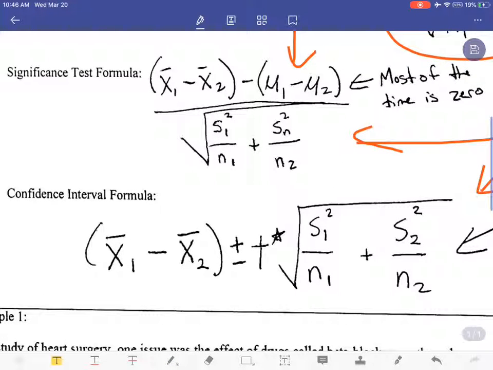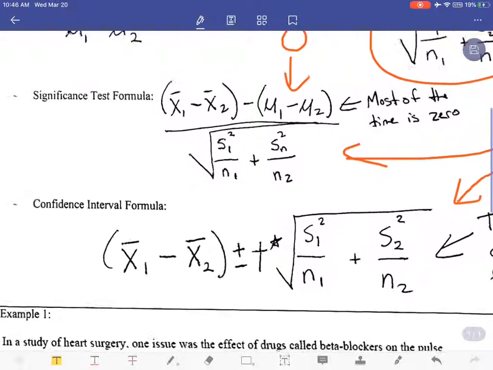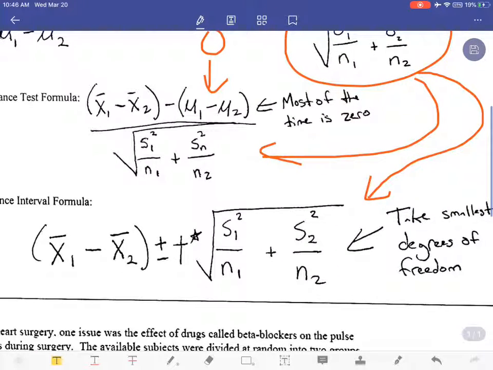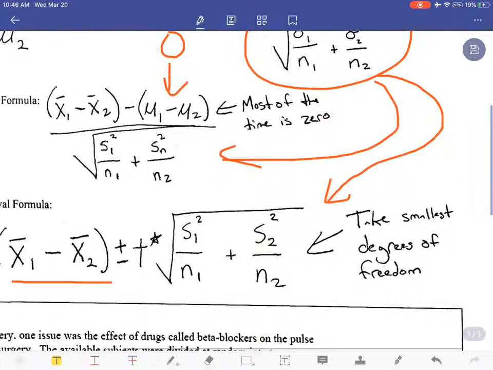Our confidence intervals are very similar as well. So we take a difference between our two different means that are listed right here, then we use our critical t-score. Now there's something to make a note of here. I got this written down right next to this: when we're doing our critical t-score, there's a couple different ways that you could plug in your degrees of freedom. The way that we're going to do it is we're going to take the smallest degrees of freedom between our two different sample sizes.